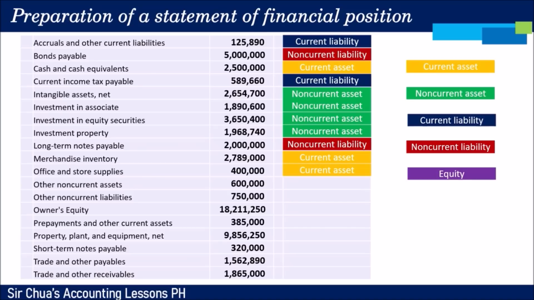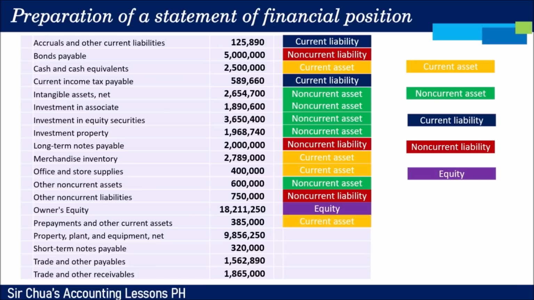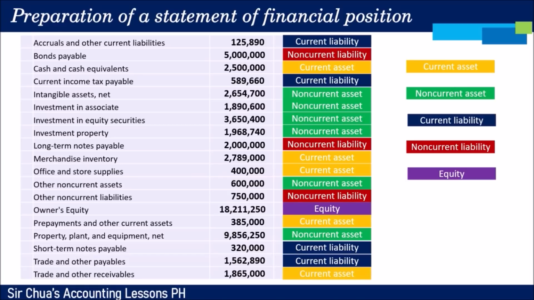Other non-current asset, ang dali niyan ha, non-current asset. O ito, other non-current liabilities, syempre non-current liability. Owner's equity, ito pa isa, pakahirap niyan. Equity. Okay. Prepayments and other current assets. Nandun na yung sagot. Current asset. Property, plant, and equipment. Non-current asset. Short-term notes payable. Current liability. Trade and other payables ay current liability, and trade and other receivables ay current asset. After you have already distinguished the kind of the element, i-group na natin siya.